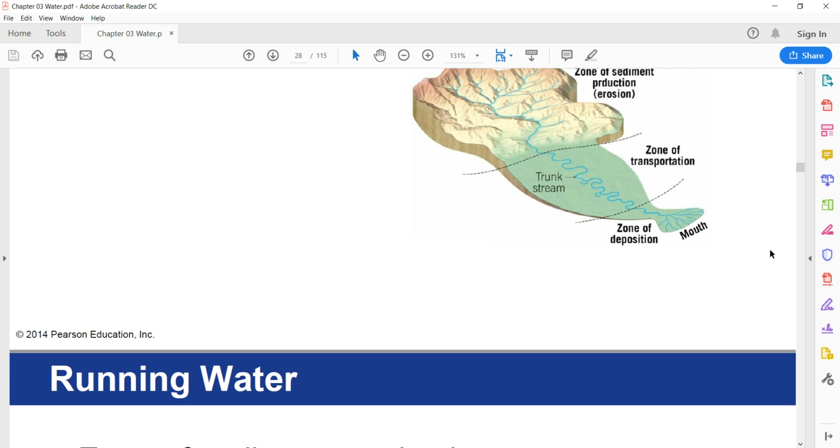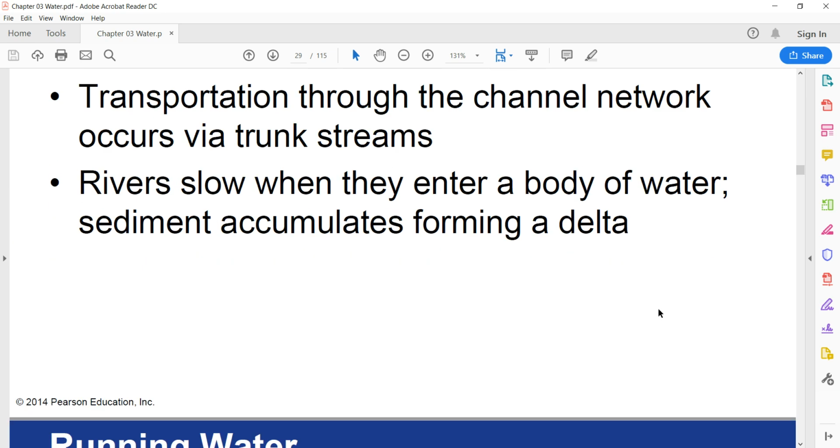So the ocean is relatively calm compared to the flow of the river stream. It enters as a very, very large volume of water. When it falls into the ocean, it has already lost its energy, and it is depositing all of its water, all of its sediment. That is how it creates this zone of deposition, and it is also called a delta, as sediment accumulates, forming a delta.